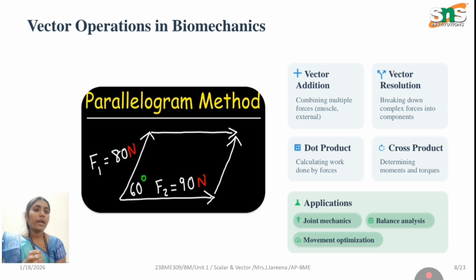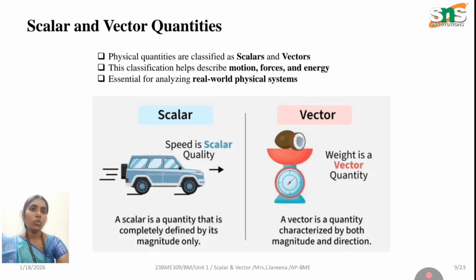With vector addition, you can combine multiple forces. With vector resolution, you can break down a complex force into components. You have to break it out and solve it, because as a whole it is not easy to compute the values. So in that case you have to break down the complex force into smaller ones to carry out the process. The third one is the dot product. Here you can calculate how much work is being done by the force, and by means of the cross product you can determine moments and torques. So these are the vector operations in biomechanics, which can be used especially in applications like joint mechanics, balance analysis, and movement analysis.